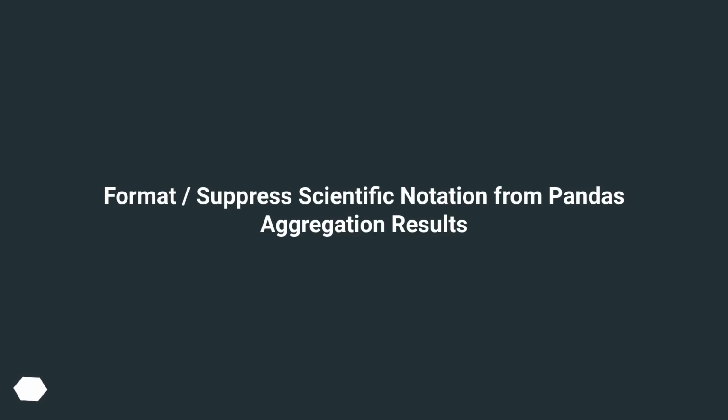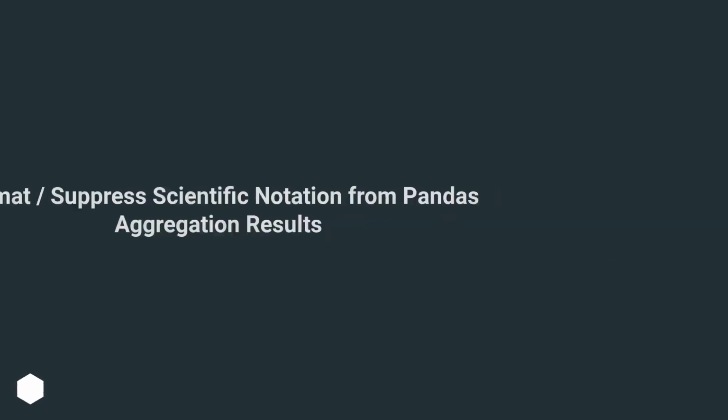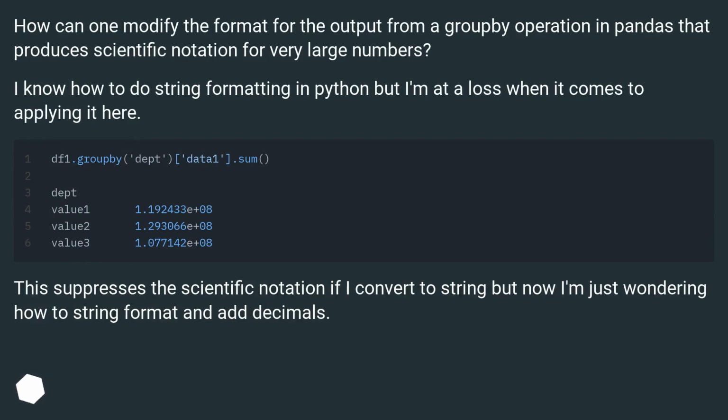Format: suppress scientific notation from Pandas aggregation results. How can one modify the format for the output from a groupby operation in Pandas that produces scientific notation for very large numbers? I know how to do string formatting in Python, but I'm at a loss when it comes to applying it here.